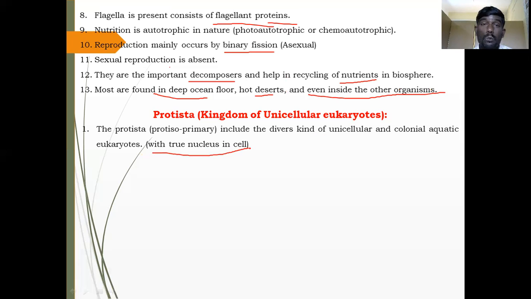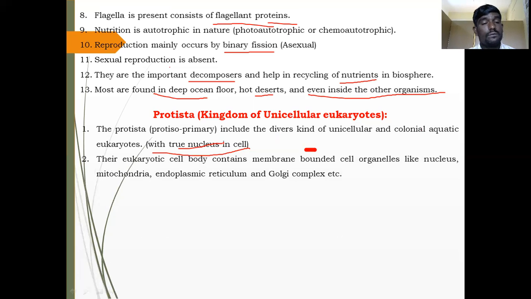In the previous kingdom, monerans, the nucleus is totally absent in the cell. But here they show a true nucleus in their cell. I hope you are able to understand. The eukaryotic cell body contains membrane-bound cell organelles. In the previous one, they do not show any type of organelles because they are single cellular.